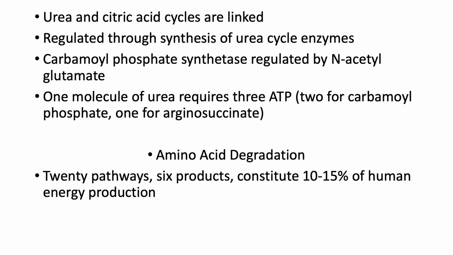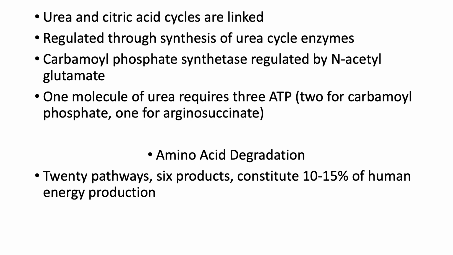The urea and citric acid cycles are linked chemically. They're regulated through the synthesis of urea cycle enzymes. Carbamyl phosphate synthetase is regulated by N-acetyl glutamate. One molecule of urea requires 3 ATPs, 2 for the carbamyl phosphate and 1 for arginosuccinate.